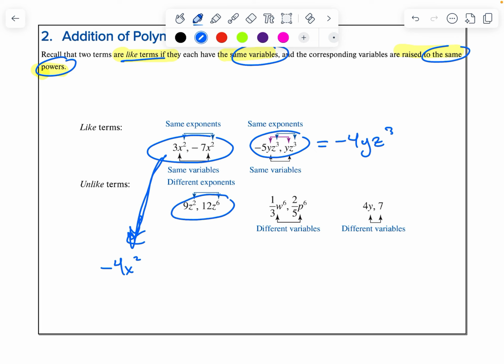How about these? These are not like terms because they both have z's, but the z's are not to the same power. So these are not like terms. I cannot combine them. These are not like terms because I have a w in one and a p in the second one. And these are not like terms because one of them has a y and the other doesn't.